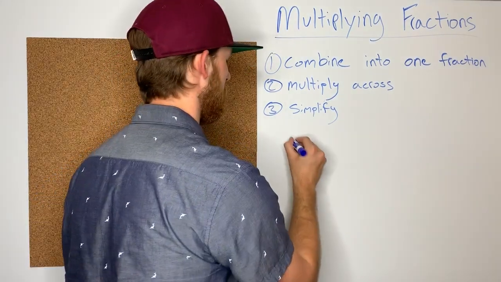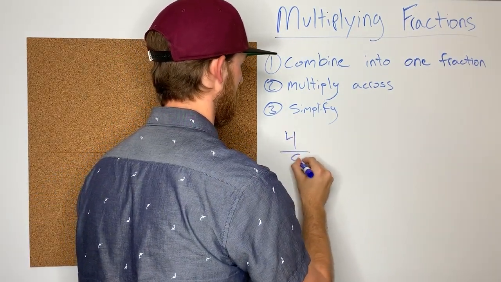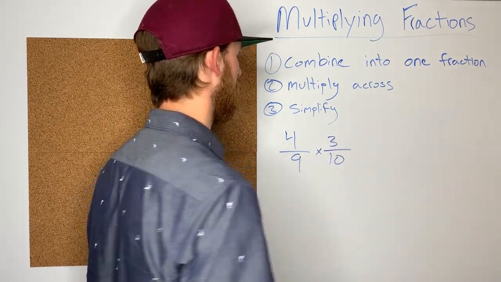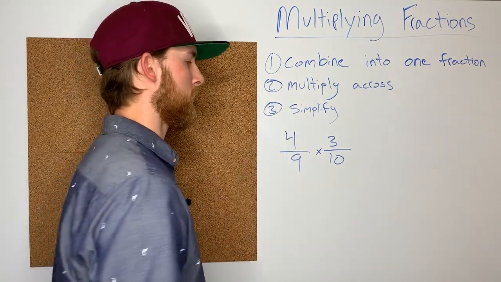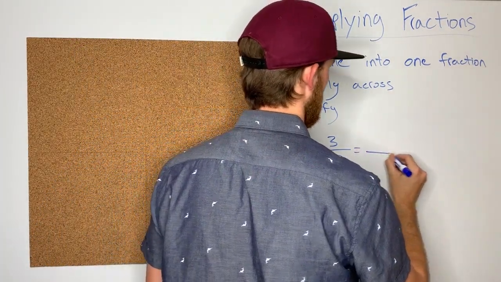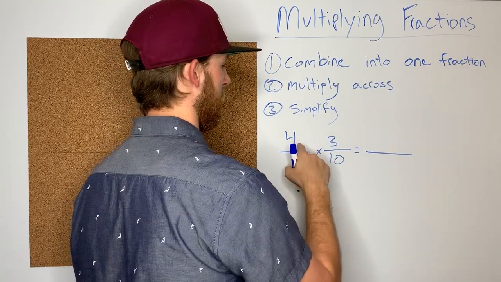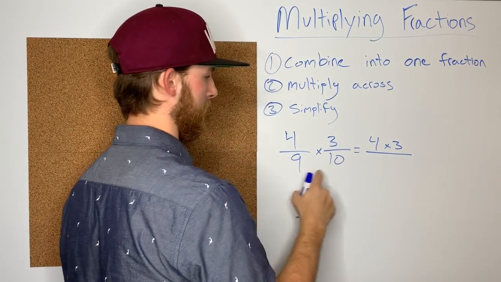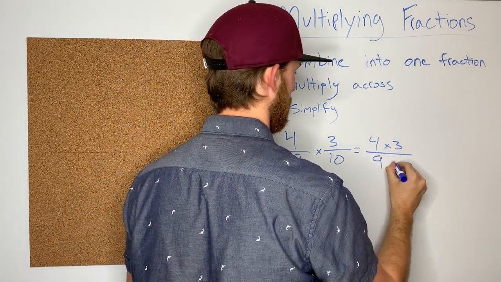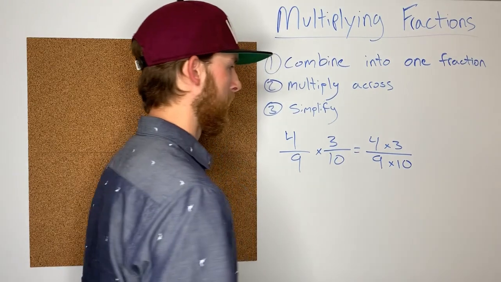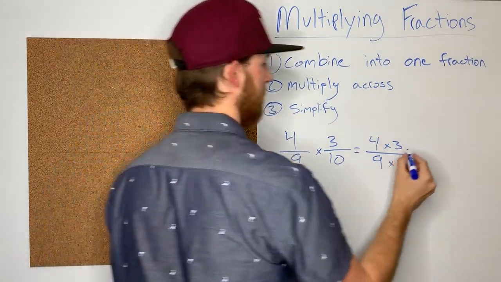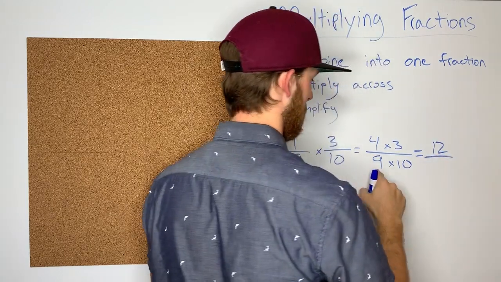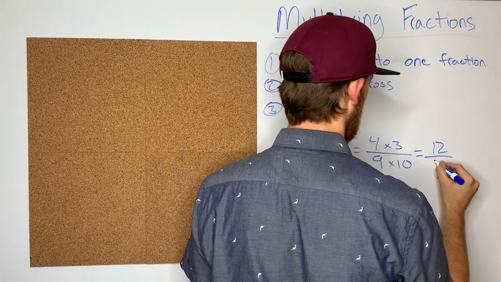Let me erase this. So let's do 4/9 times 3/10. Alright, so first step, combine into one fraction. So we'll just do one single line there. 4 times 3, and 9 times 10. So next step, multiply across. 4 times 3 is 12. 9 times 10 is going to give us 90.